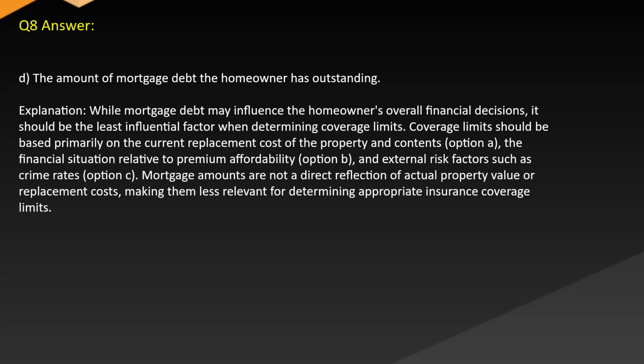Option A, the financial situation relative to premium affordability. Option B, an external risk, factors such as crime rates. Option C, mortgage amounts are not a direct reflection of actual property value or replacement costs, making them less relevant for determining appropriate insurance coverage limits.